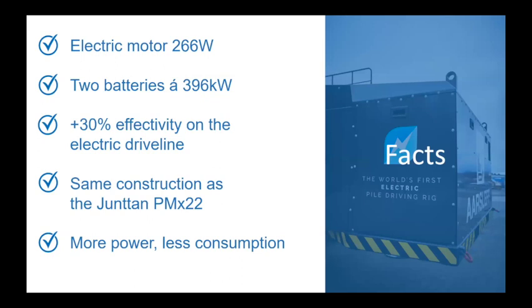We have an electric motor of 266 kilowatts, I guess that should be, and 2 batteries with around 400 kilowatts. My colleague from the machine department told me that we have 30% more effectivity on the electric driveline, and that was important, but don't ask me what that means. Otherwise, as I said, the same construction as the PMX-22. It has a bit more power, but less consumption.